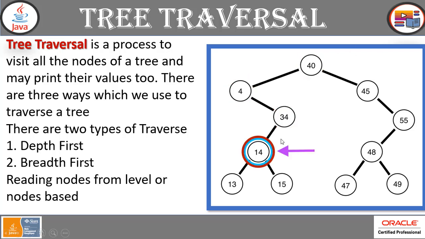So when you read the tree data structure based on the levels, it starts from the bottom, like we are reading it 13, 15, 14, 34, 4, 40. So this is how we are reading it level based. Now when we say breadth based, that is basically according to the node based. So the traversal process starts from the node. So here we can read it like 44, 45, 34. So this is how we are printing, traversing and visiting all the nodes of a tree data structure.